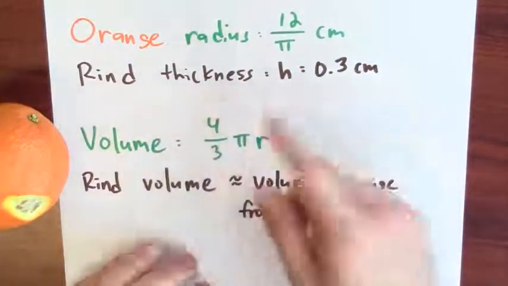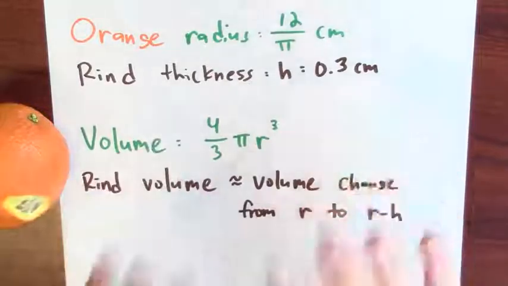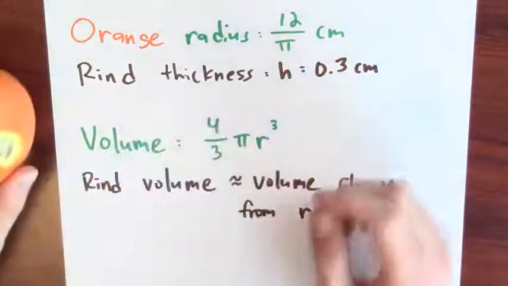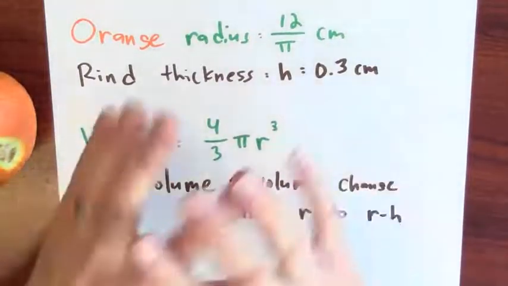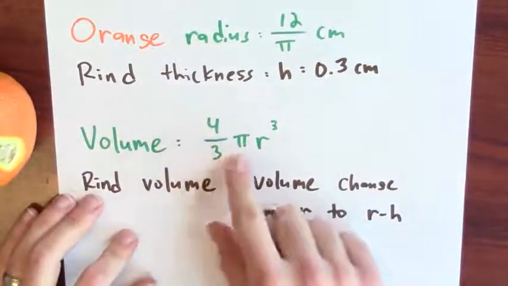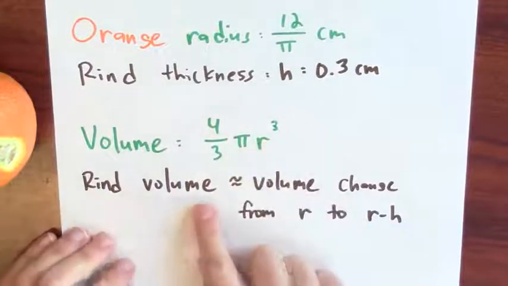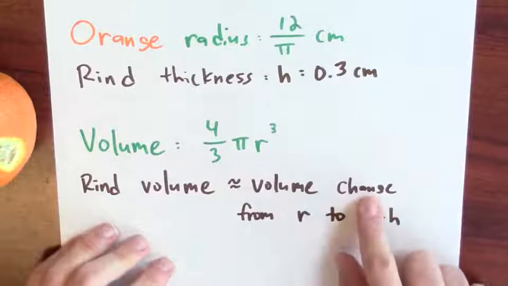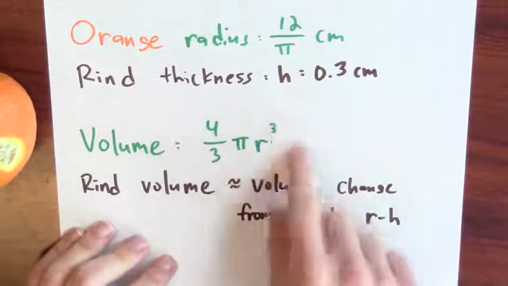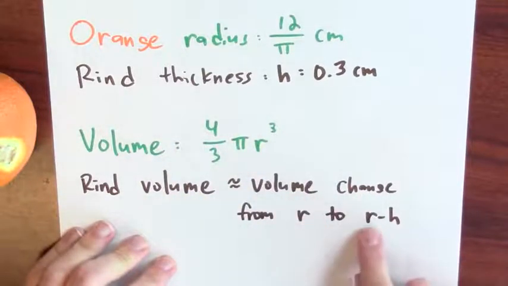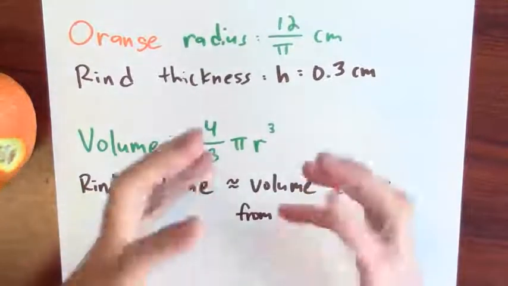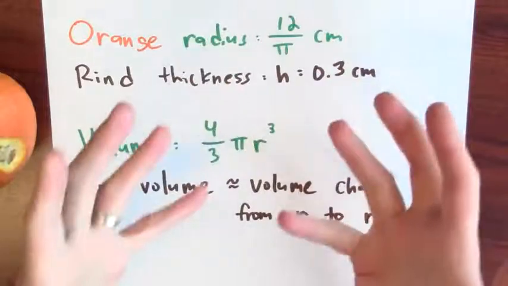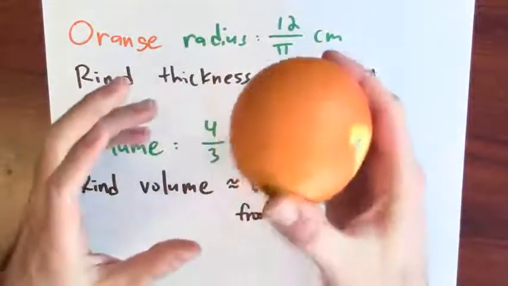Now, how does knowing the rind thickness help me to calculate, or at least approximate, the volume of the rind in this whole orange? Well, I know the volume of a sphere, which is what I'm modeling the orange to be, is 4/3 pi r cubed, and the rind volume is at least approximately how much the volume changes when I take this formula and replace r with r minus h. Right? When I take that sphere and make it just a little bit smaller, that change in volume is the volume of the rind.